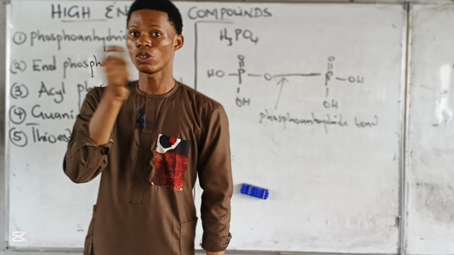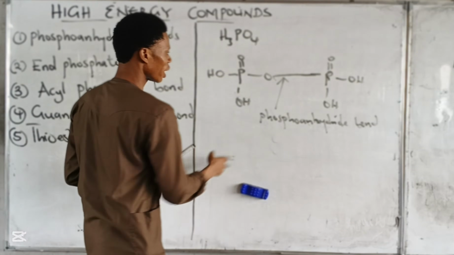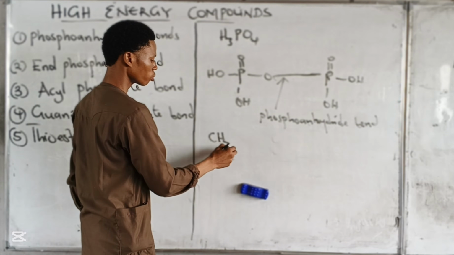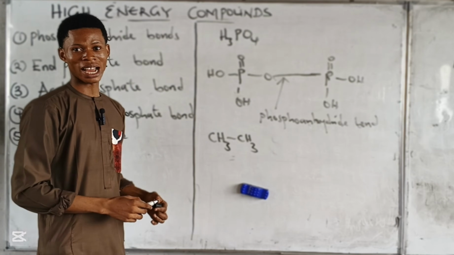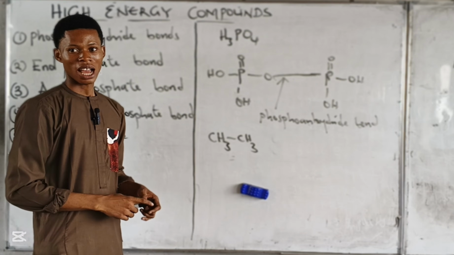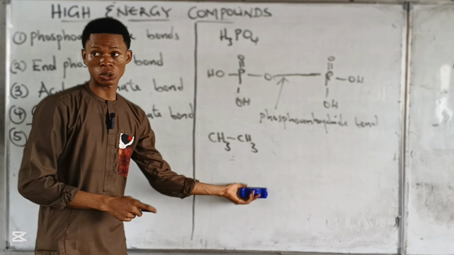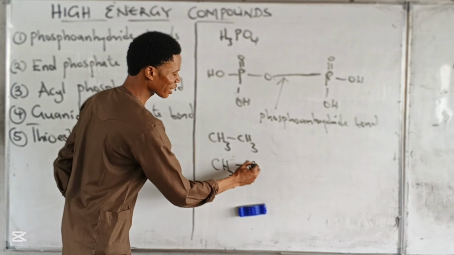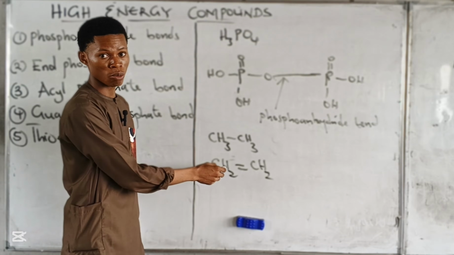Everybody in this class, you should know the enol phosphate bond. Now look at this. If I have something like this, is this an alkane or an alkene? Alkane, right? No double bond, is it not? If I have something like this, is this an alkane or an alkene? An alkene, right? Because there's a double bond.